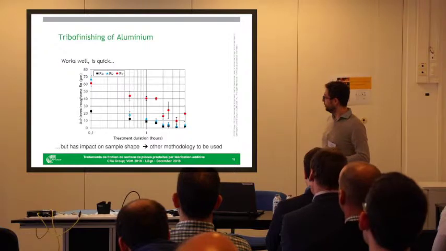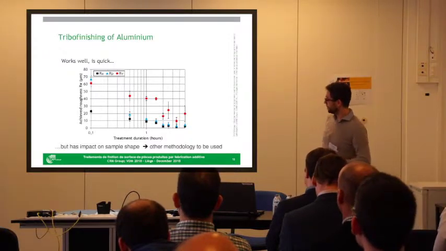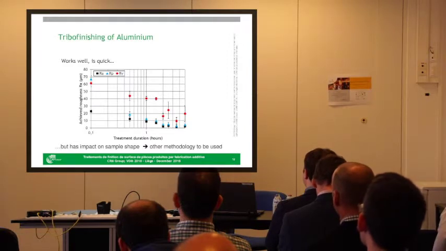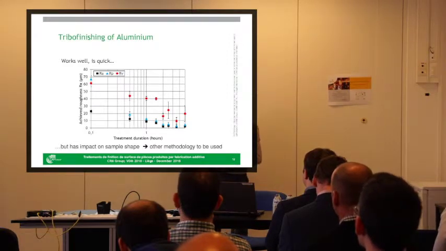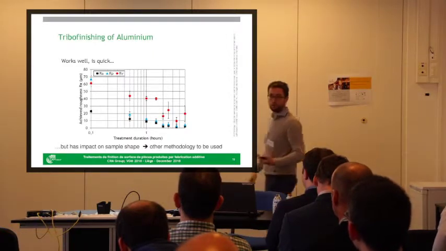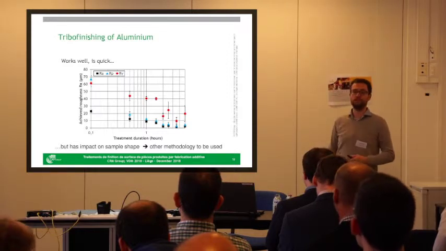If we go to aluminum, we have the same observation. So it means that if we do roughness measurement versus time, we can see that within a few hours we can have something really smooth, below 1 micron Ra. But we also have an impact on the shape of the sample.